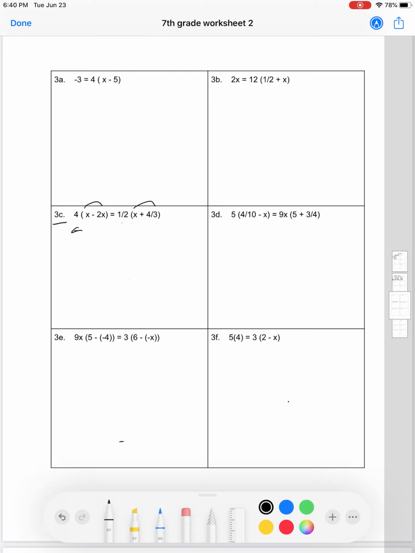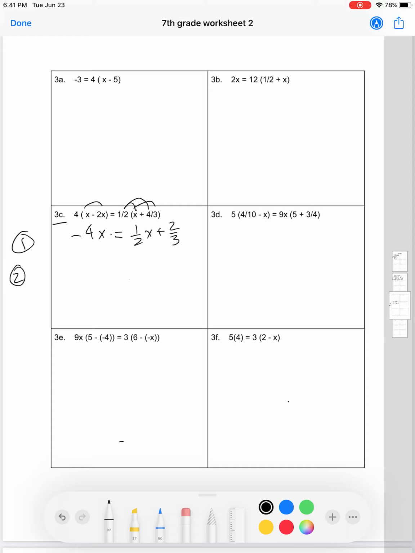So what we can do is x minus 2x is the same thing as negative x, right? So 4 times negative x, that is negative 4x, equals 1 half x plus 2/3. Because we're just multiplying 1 half x. 1 half times x is 1 half x, and 1 half times 4/3 is 2/3. So our new equation would be negative 4x is equal to 1 half x plus 2/3. Now we can proceed to using our two steps.